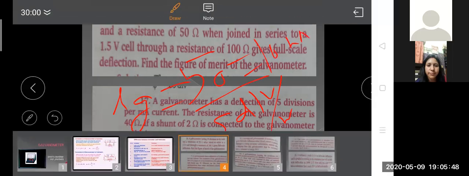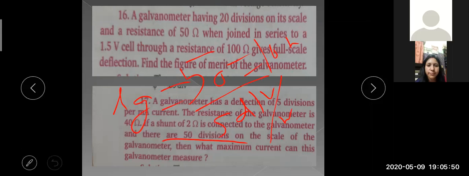Now you have to find the maximum current. So this is the current in the galvanometer.